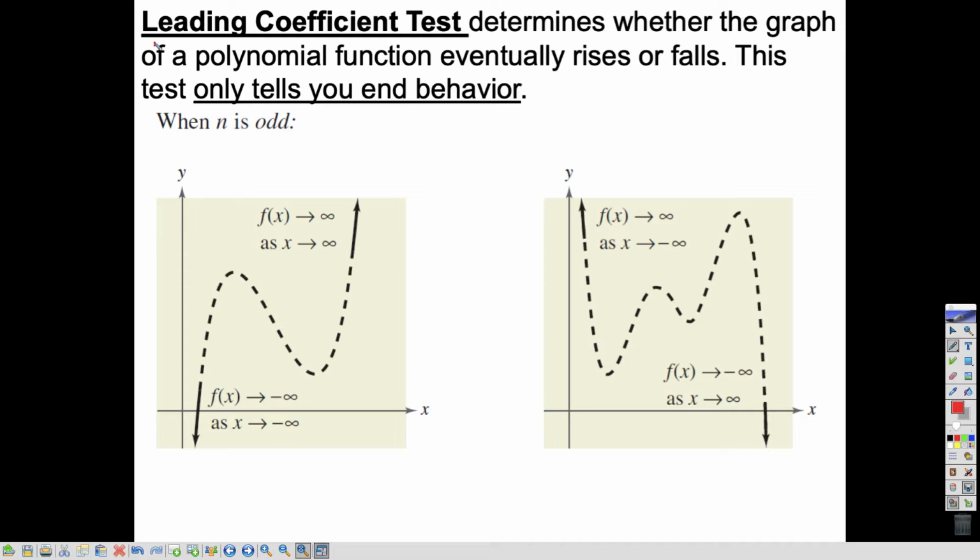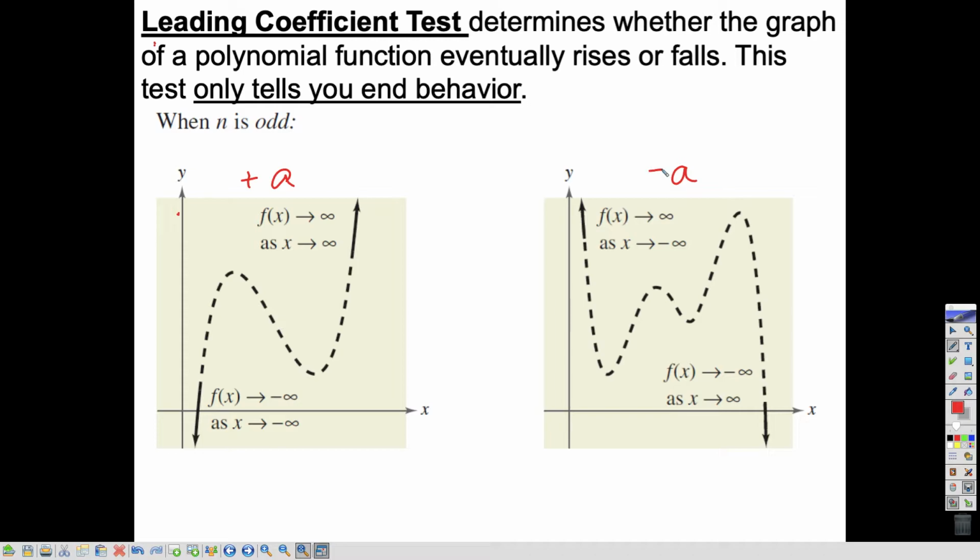So on the left graph, was my A positive or negative? Positive, because it ends going up. On the right, was my A positive or negative? Negative, because it ends going down.